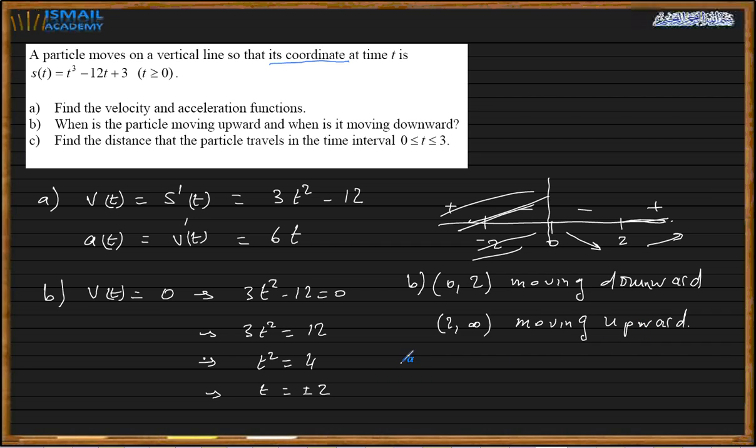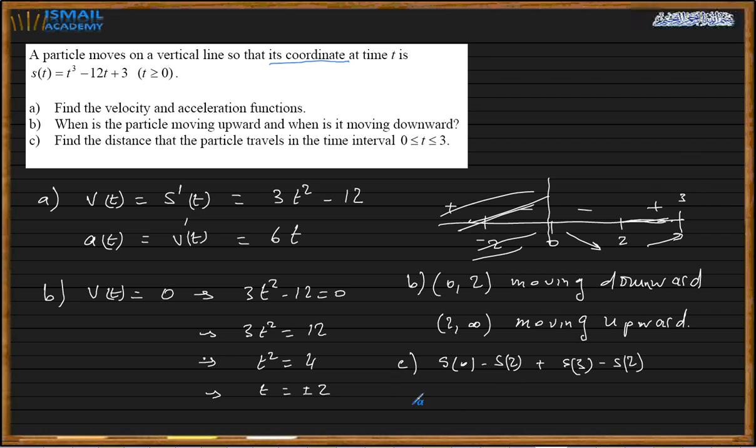Now for my last question. Find the distance the particle travels between 0 and 3. Because between 0 and 3 we have 2, where it's changing direction. So what I need to do is find s of 0 minus s of 2 plus s of 3 minus s of 2. Why? Because this is the distance traveled. This is 3 here. So it moved downward, that means I will do s of 0 minus s of 2. And this is moving upward, that means I will do s of 3 minus s of 2.